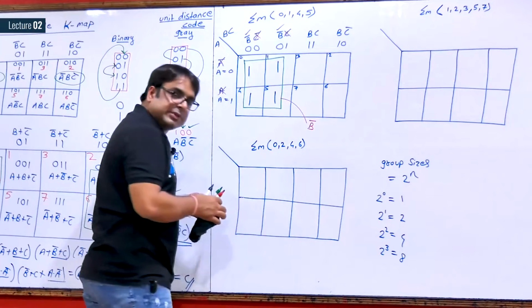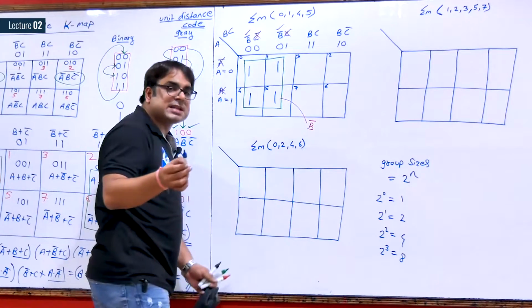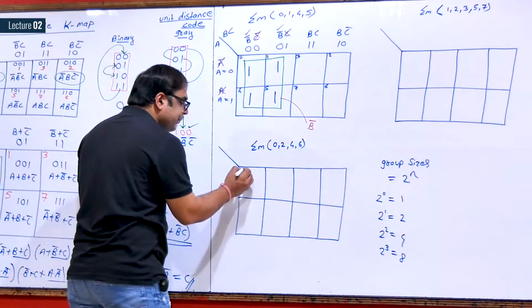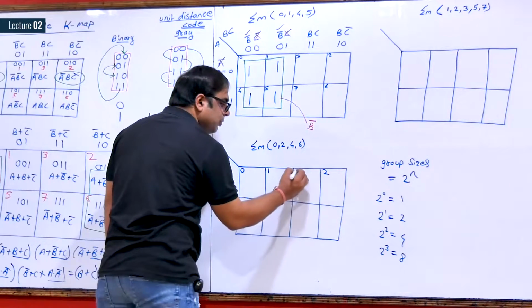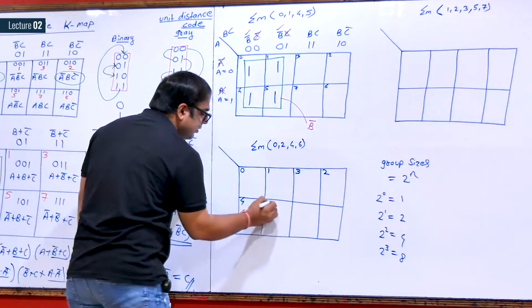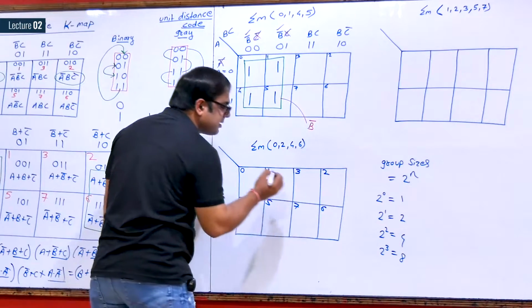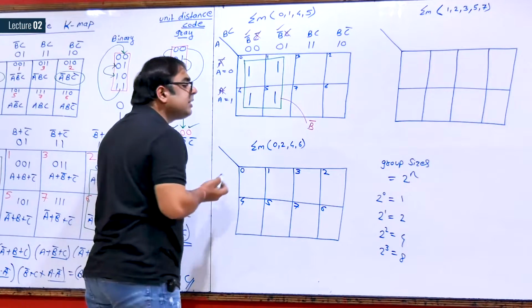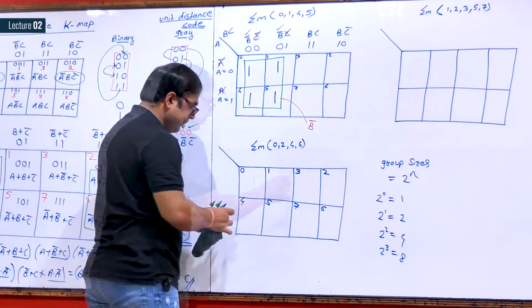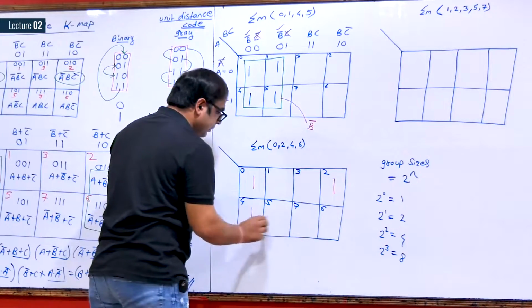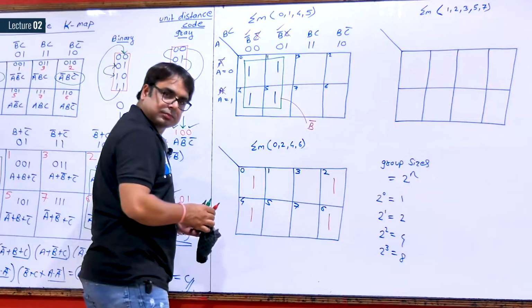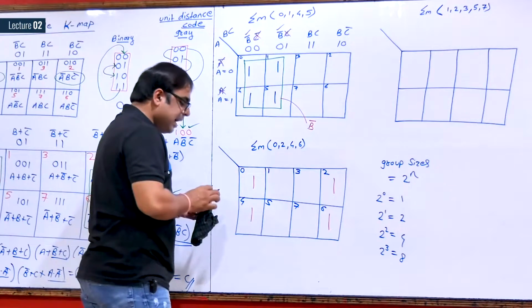Let me check another one. First of all, how to write the cell number? Cell number 0, cell number 1, cell number 2, this is 3, 4, 5, last is 6, second last is 7. What are the min terms? 0, 2, 4, 6.